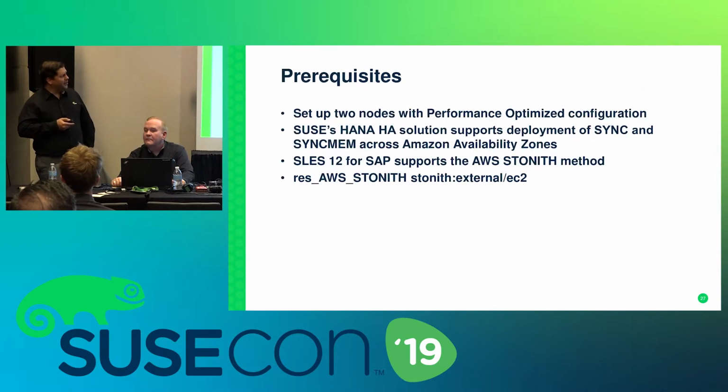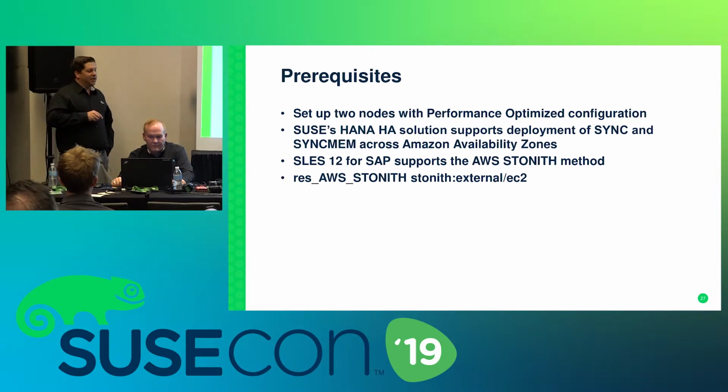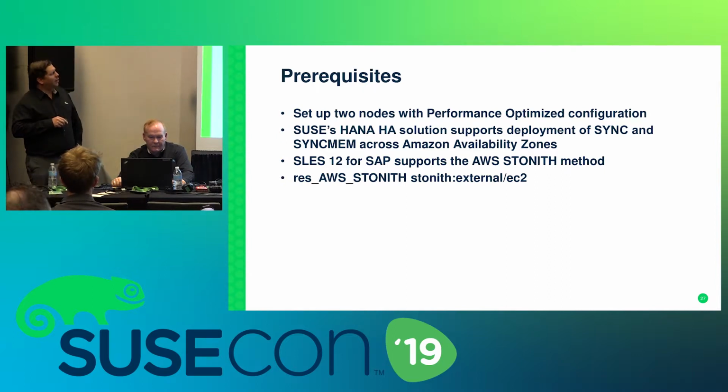Okay. There are some prerequisites that you need to be able to do this in AWS. So you need 2 nodes with the performance optimized configuration. You will require the HA components to be in place. Do we support 15 yet, David? So 15 is also supported. I guess we can update these slides, but 12 and 15 will support the AWS Stonith method.